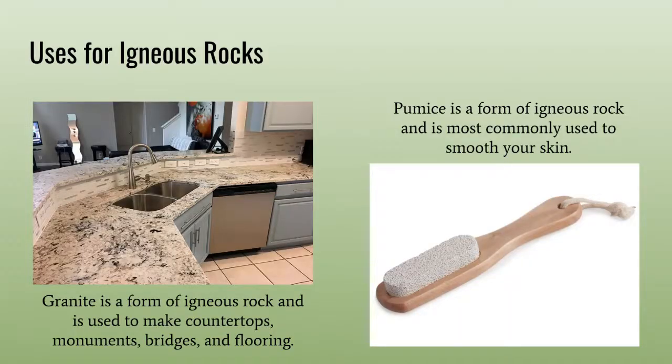So some uses for igneous rocks are granite, and granite is used to make countertops, monuments, bridges, and flooring. And pumice is also a form of igneous rock, and it is most commonly used to smooth your skin.